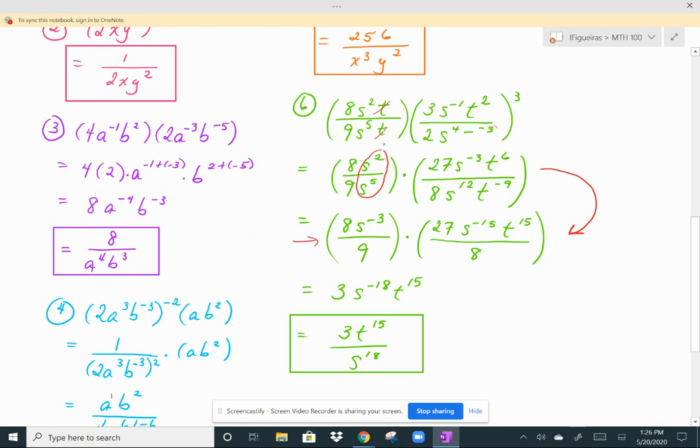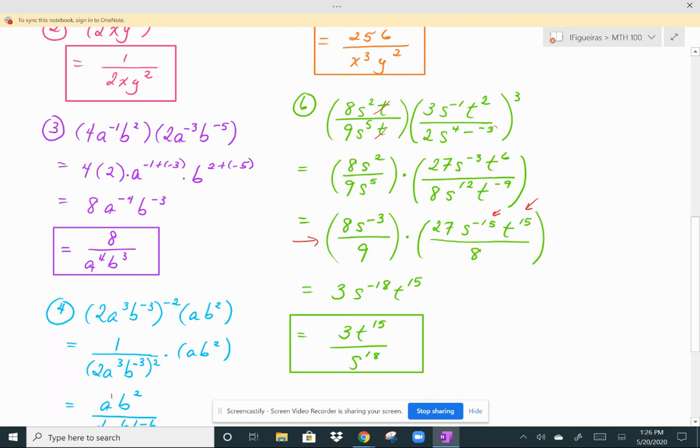The 8 and the 9 stay exactly where they are. And then here I combined the negative 3 and the 12, subtracting them. Negative 3 minus 12 gives me s to the 15th, which is what you see here. And then I did the same thing with the t's. 6 minus negative 9 becomes 6 plus 9. So that's where the t to the 15th comes from.